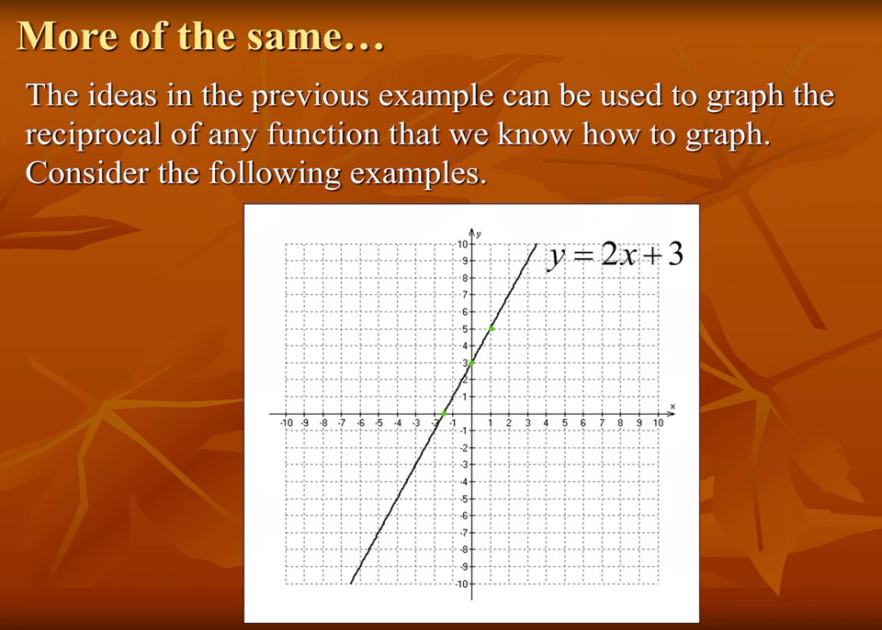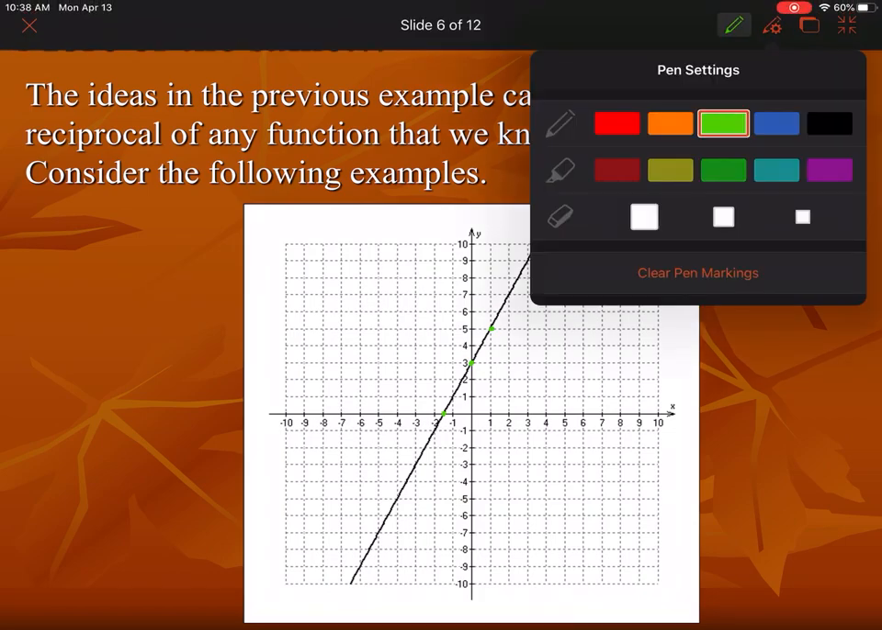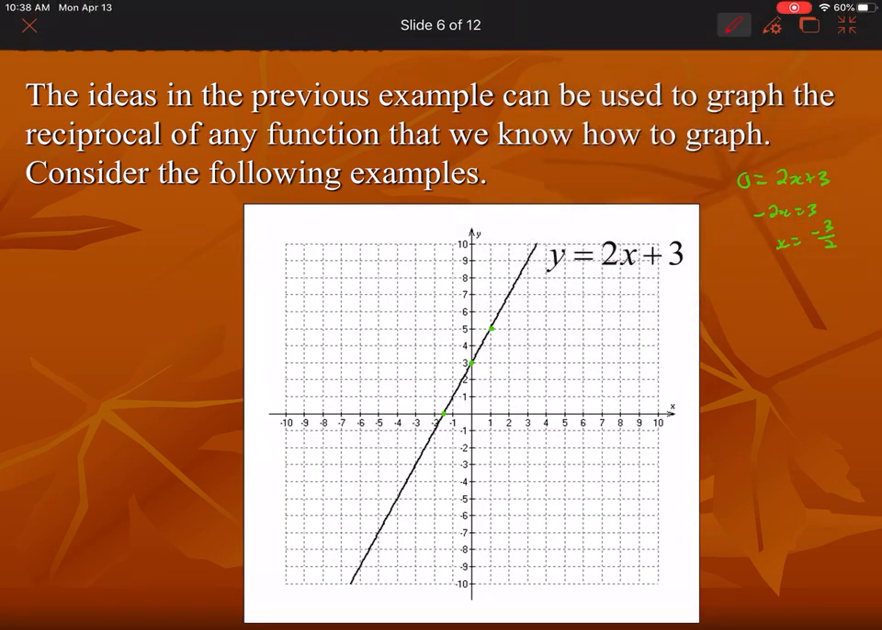If you sub in y equals 0 there, you'll get 0 equals 2x plus 3. And if I solve for x, I get x equals negative 3 halves. So I have the x-intercept there that I can use for my graphing here. Now I did that all in green, so I'm just going to switch colors here so that I have a different color to use for my graph.